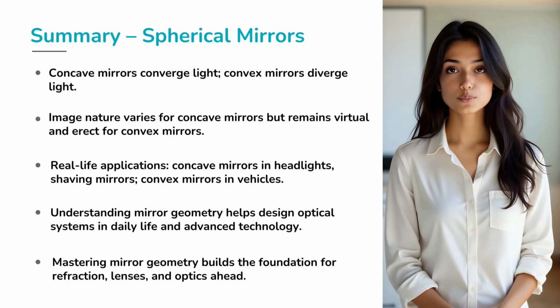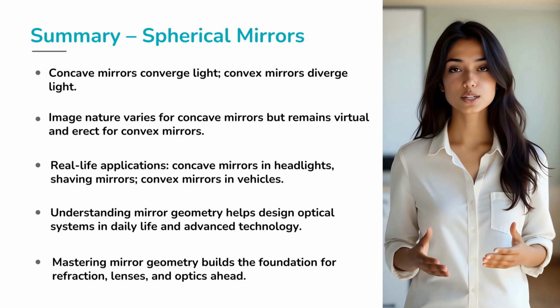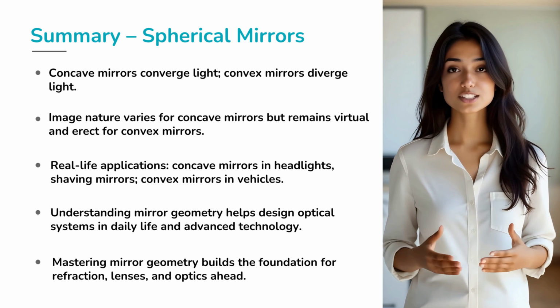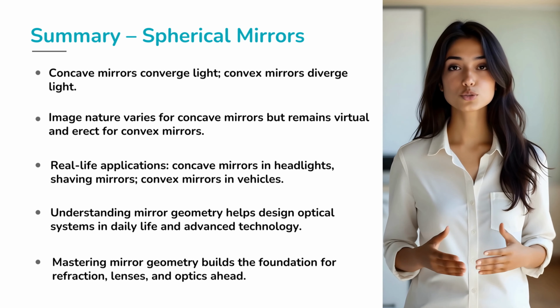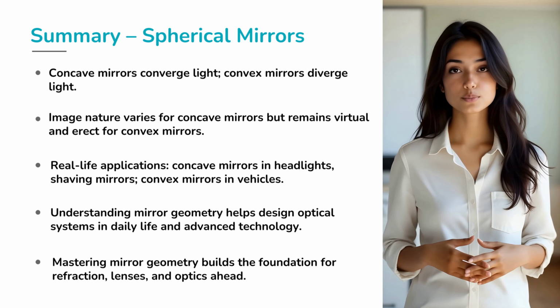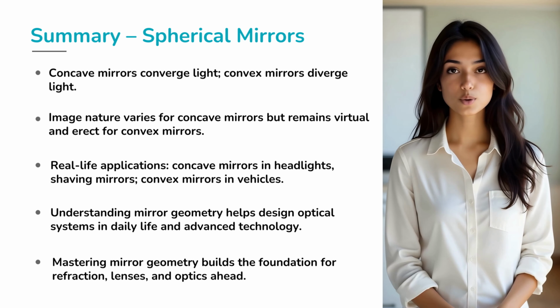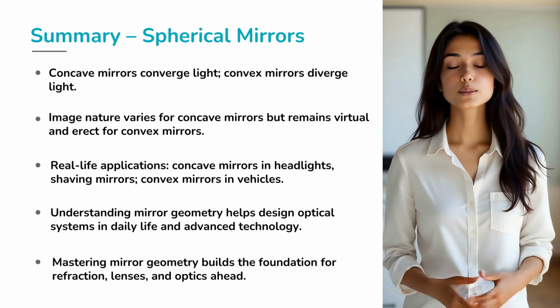Let's wrap it all up. Spherical mirrors are curved reflectors, concave mirrors converge light, while convex mirrors diverge it. Concave mirrors can form both real and virtual images depending on where the object is placed. Convex mirrors, however, always form virtual, erect, and diminished images.